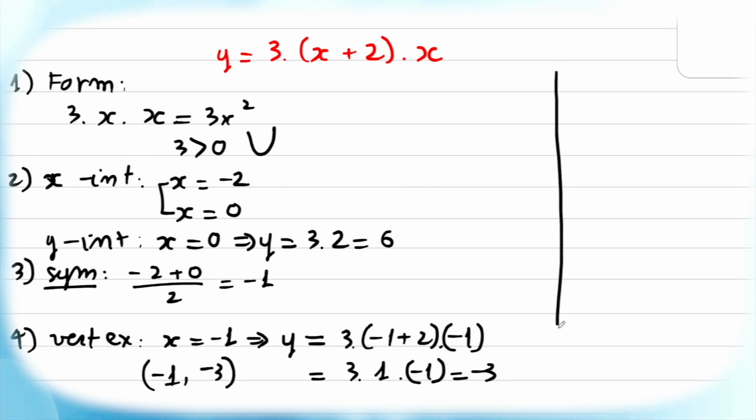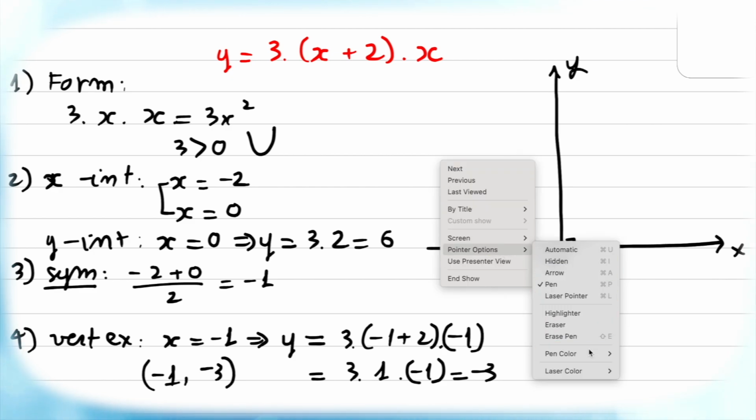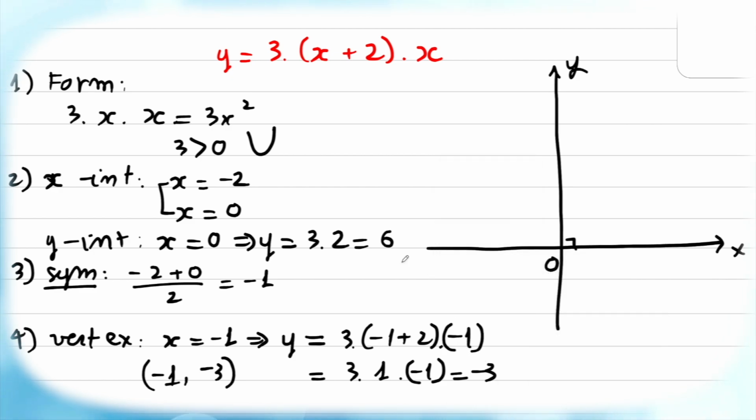We have here the form of the graph. Combine all this information together. Okay, so here is red. The first thing is -2 and 0, the x-intercepts. The symmetrical line will be -1 in this position. Yeah, about here we finish the symmetrical line. About the vertex, -1 and -3.